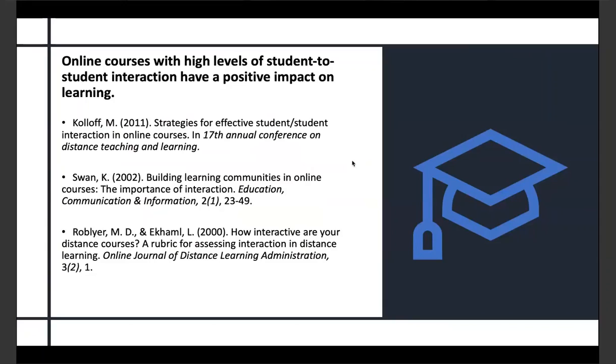In a different study by Swan in 2002, the author found that students who had high levels of interaction with other students reported high levels of satisfaction in learning as well. And in another study by Roblyer and Wiencke in 2000, they found that interaction has an impact on student achievement and satisfaction, also reflected by test performance, grades, and student satisfaction.